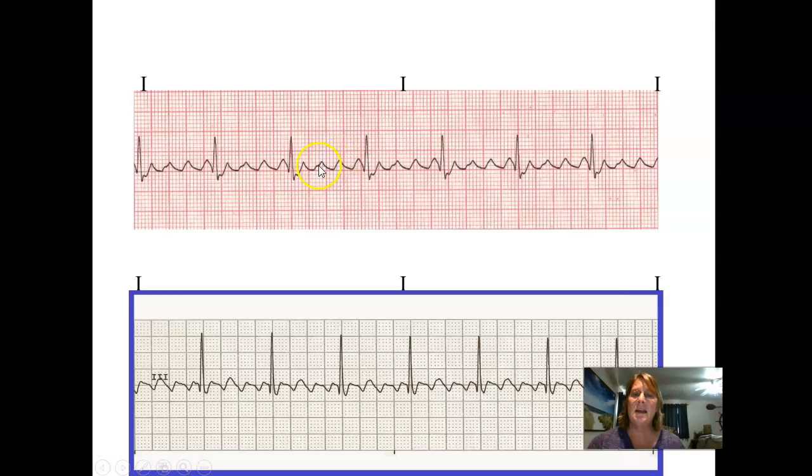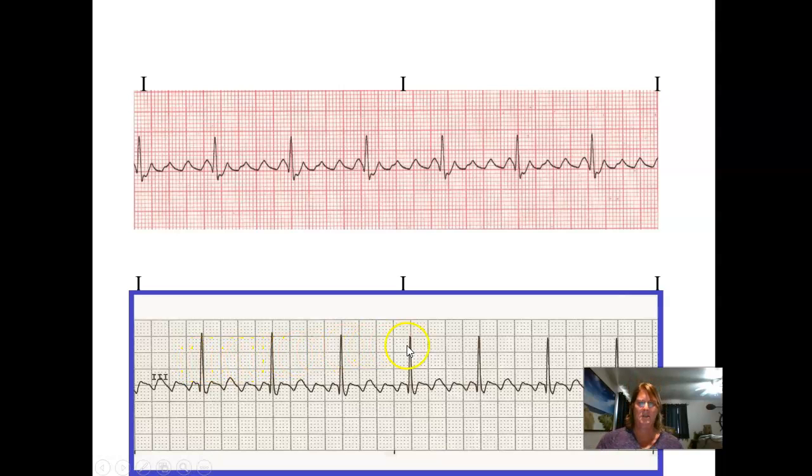Now you can say I have 1, 2, 3, 4 flutter waves to 1 QRS. 4 flutter waves to 1 QRS. So sometimes you might hear people refer to this as atrial flutter with a 4-to-1 block, meaning 4 P waves to 1 QRS. Whether you say I have atrial flutter with a 4-to-1 block, you would still have to say at a rate of 60. Or if I said I have atrial flutter at a rate of 60, it really isn't going to make a difference with this.